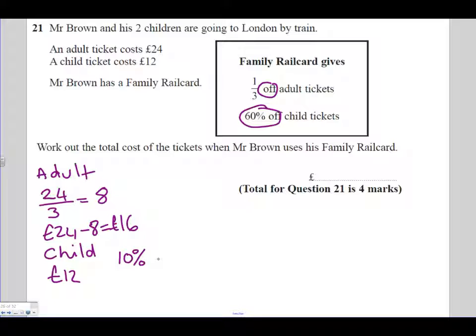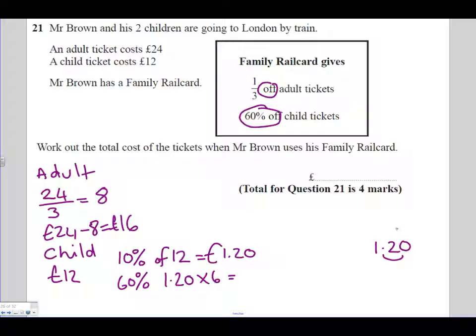So 10% of £12 would be £1.20. So to get 60%, we need to multiply £1.20 by 6. So let's do that over here. Well, we don't like multiplying decimals, so let's get rid of the decimal point and move it one place to the right. And that will give us 12 times 6 is 72. Remembering to move your decimal place back one place, £1.20 times 6 would give us £7.20.